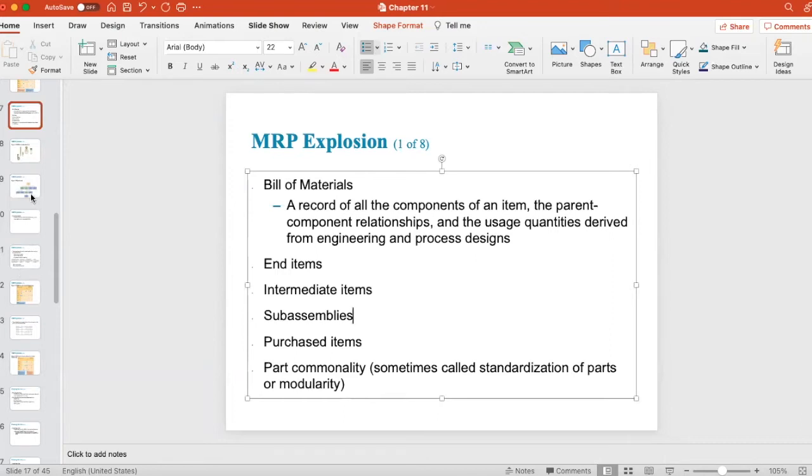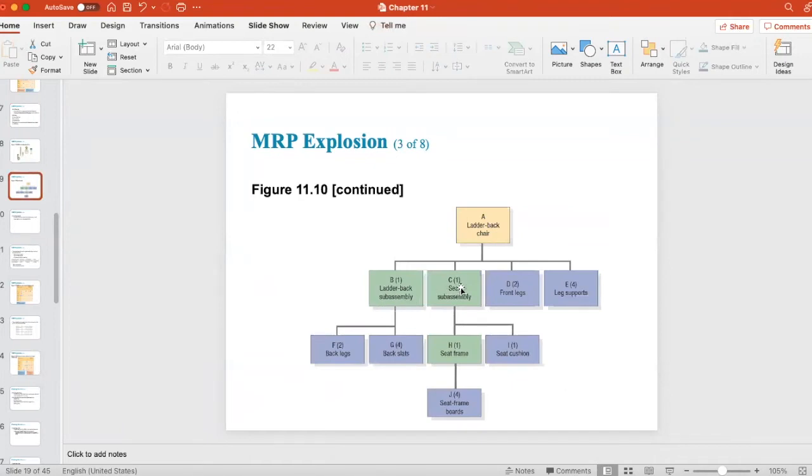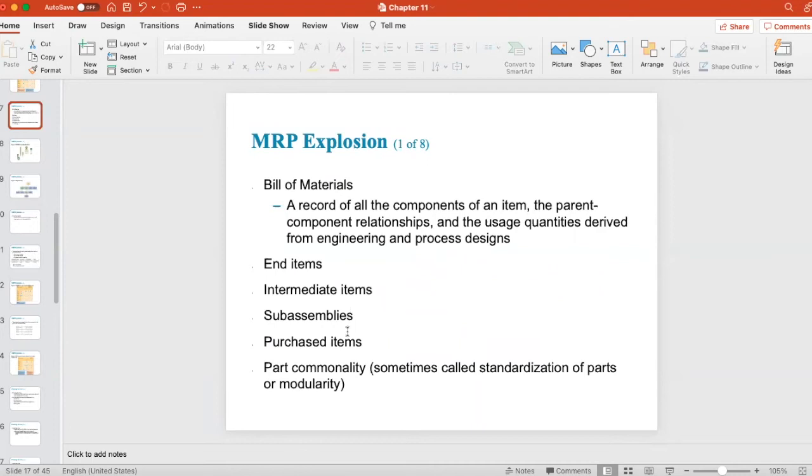Okay, so here, if we go to this example, we already know that B, C, and H, these three items are intermediate items. Among these three items, which items actually are assembled from more than one component? If you look at the three, of course, B and C, all right? Every B needs to be assembled from F and G, right? Every C needs to be assembled from H and I. However, H is only assembled from seat frame boards, which is J, okay? So that's why here, among these three intermediate items, B and C are further viewed as subassemblies, okay? That's actually a very close relationship between an intermediate item and a subassembly.